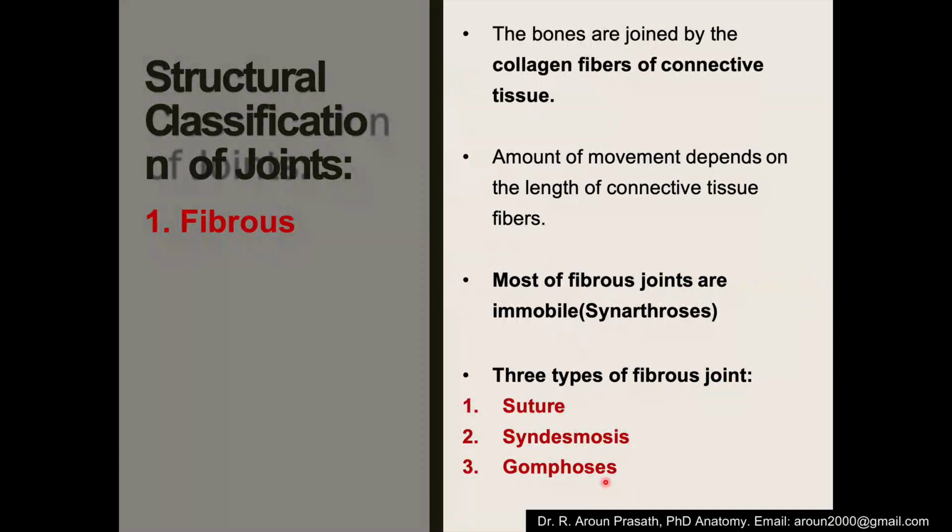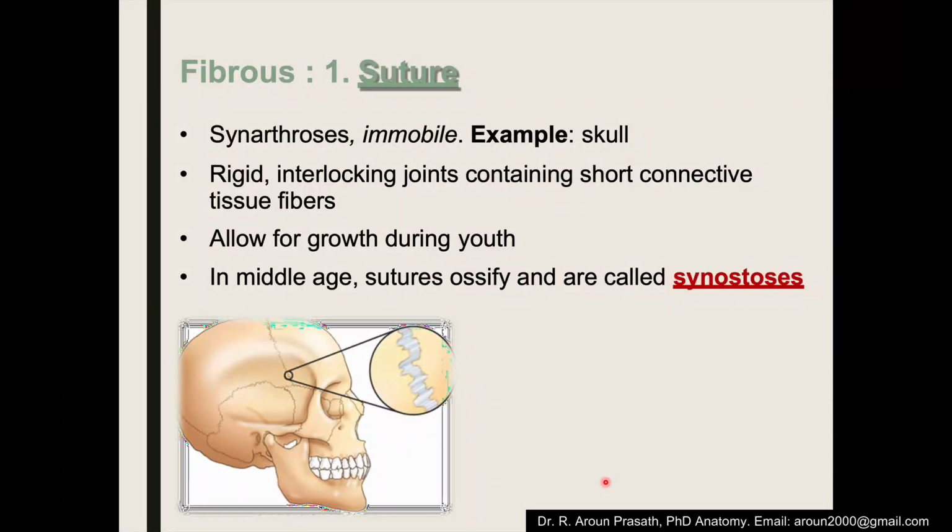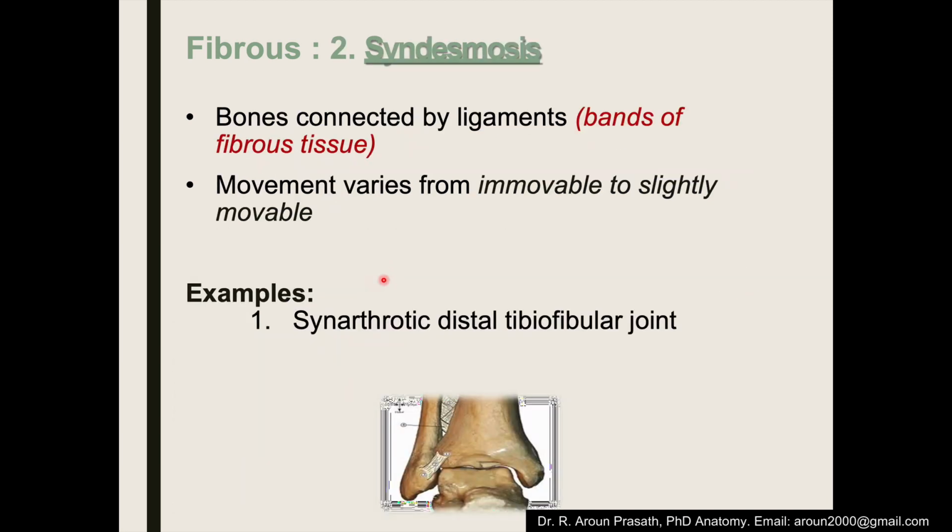Coming to suture joints, as I told you, the sutures in the skull bones are very shallow at the time of birth. As the baby keeps growing, these sutures are formed and the bones fuse, and this doesn't allow any movement. They are rigid interlocking joints. They allow for growth during youth, and in middle age sutures will ossify, and those ossified suture joints we call synostosis.